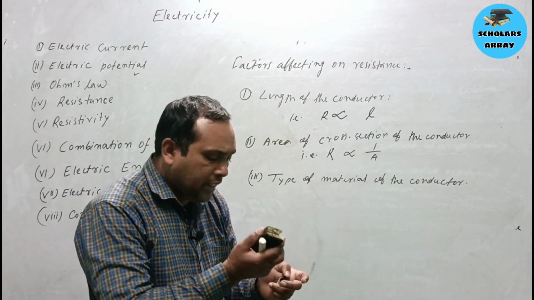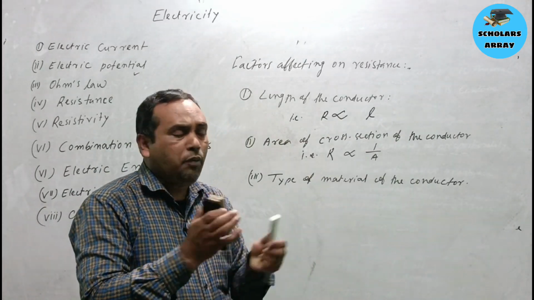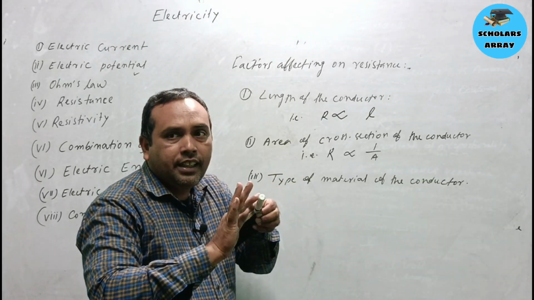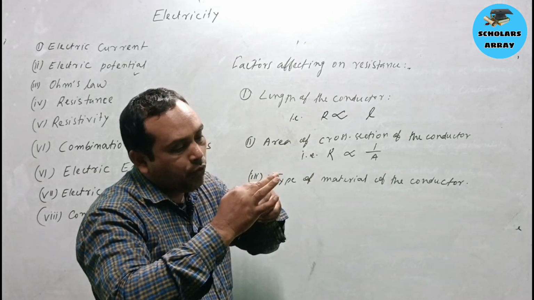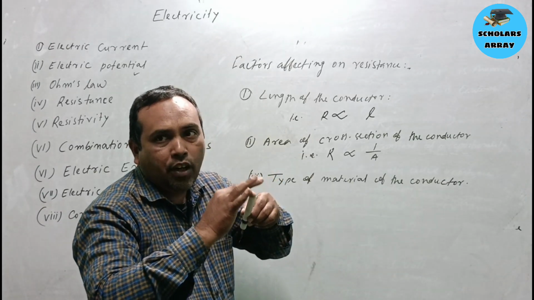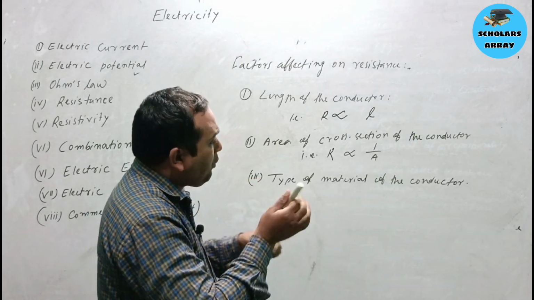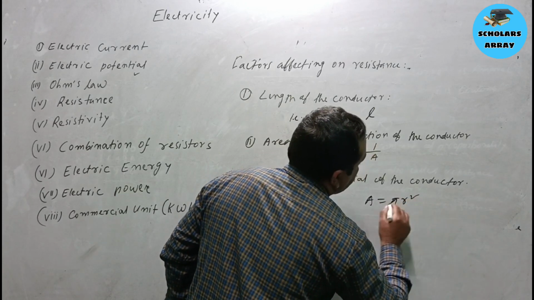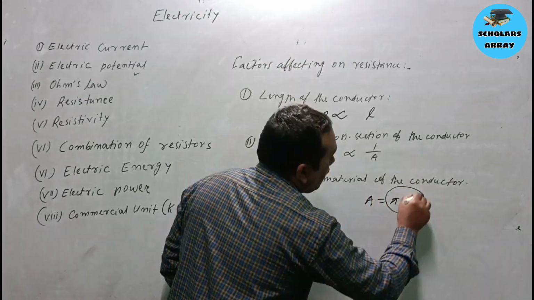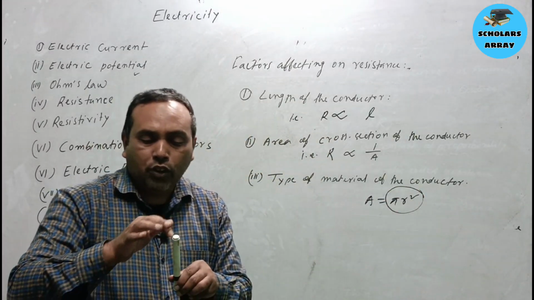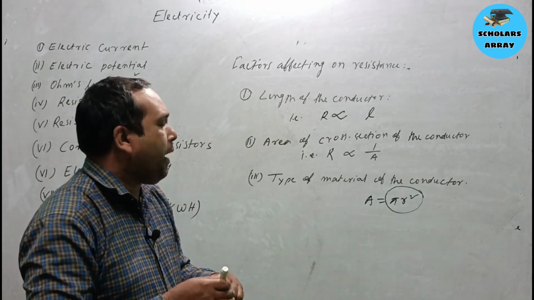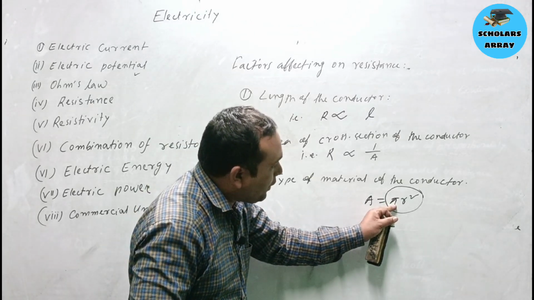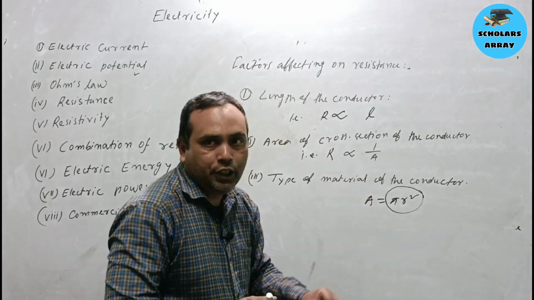Now, what do you understand by area of cross section of the conductor? If we consider this marker as your conductor, then this circular area will be the area of cross section of the conductor. So the area of cross section A is equal to pi r square, the area of a circle, because the cross section is circular. During our numerical applications, in place of A, we will use this formula pi r square.